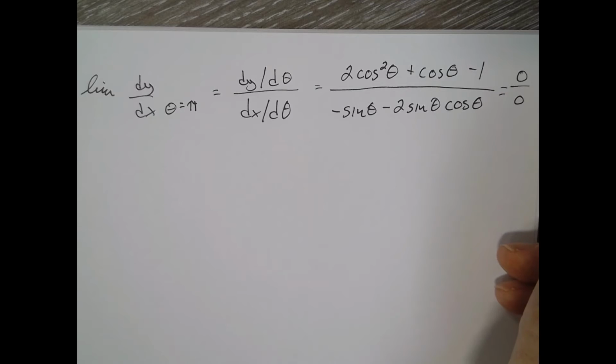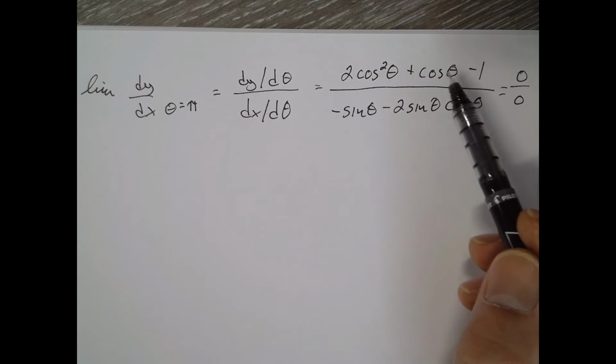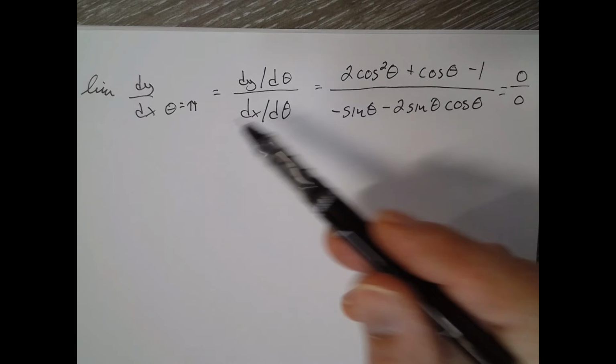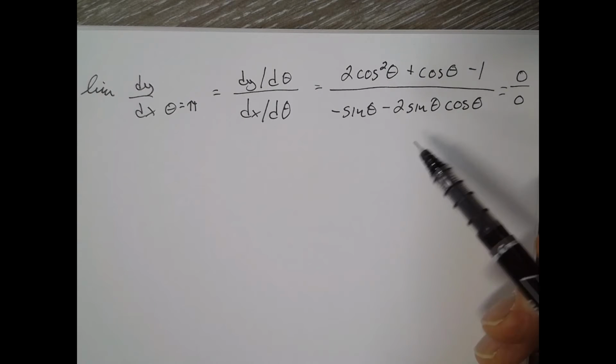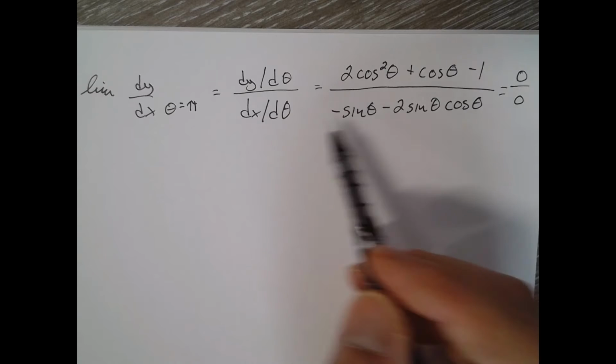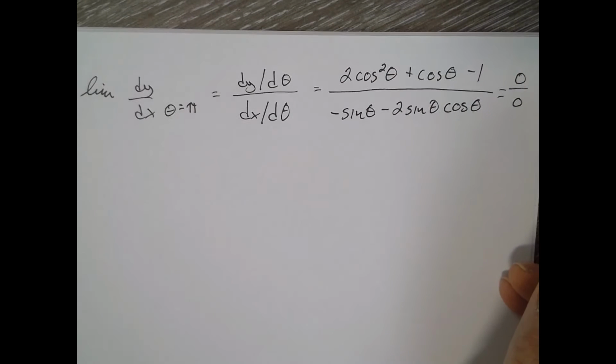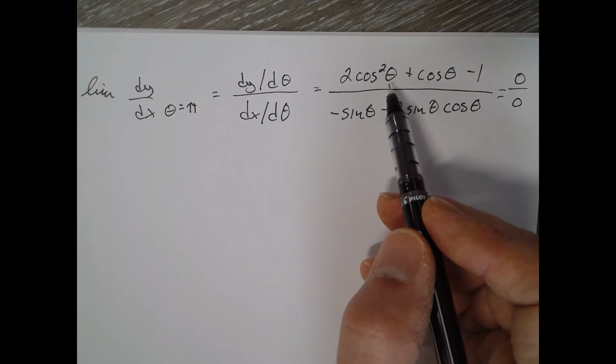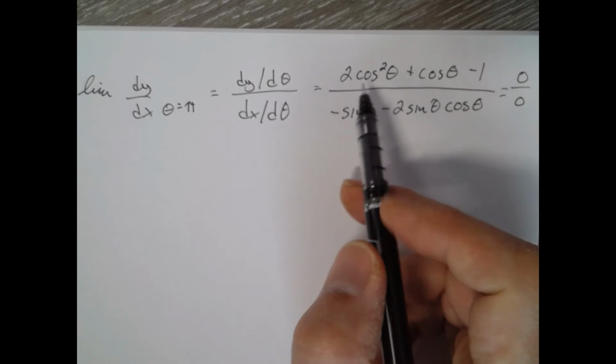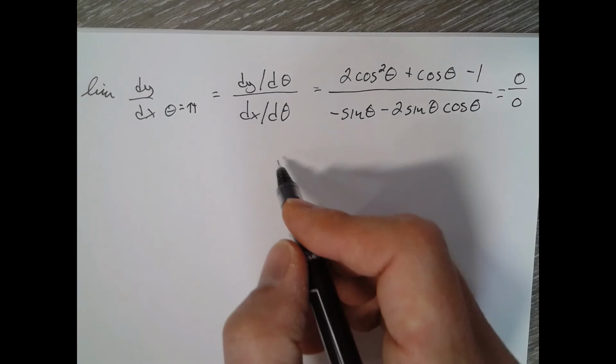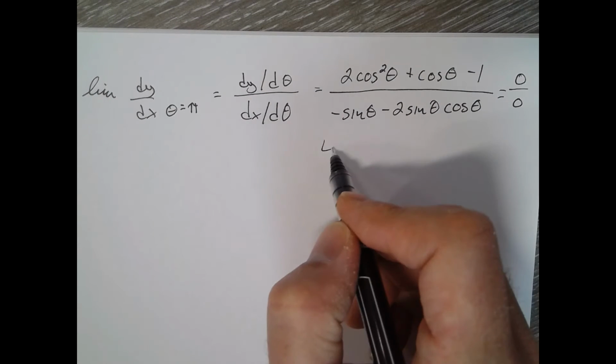If we end up doing that and we get 0, that means that we have a horizontal tangent at that point, at theta equals pi. If we end up getting infinity or negative infinity, that means we have a vertical. So we're going to apply L'Hopital's. I'll do the derivative of the top. So 2 cosine squared, so that's, I'll call this L'Hopital's.